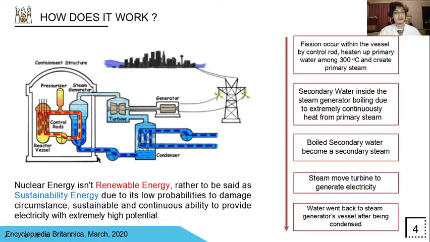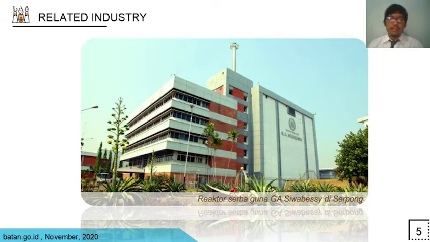So here the concern again is that nuclear energy is a renewable energy, or rather a sustainable energy, due to its low probability of damage, and its sustainable and continuous ability to provide electricity with extremely high potential. For the industrial end, nuclear reactors are only used as power plants. Some countries already use the PWR model, such as China and the USA, where the reactor model is AP1000. In Indonesia, the National Nuclear Energy Agency, BATAN, already uses a reactor for research purposes, placed in Serpong.